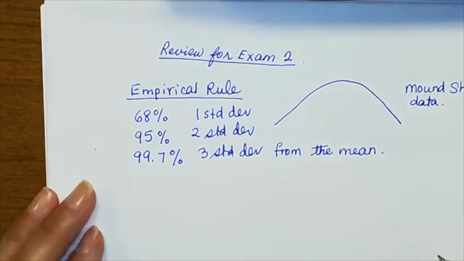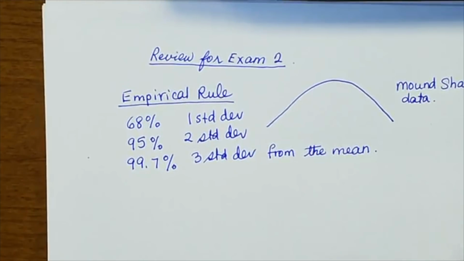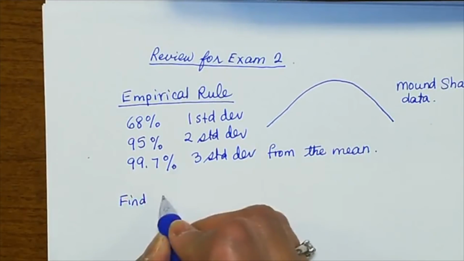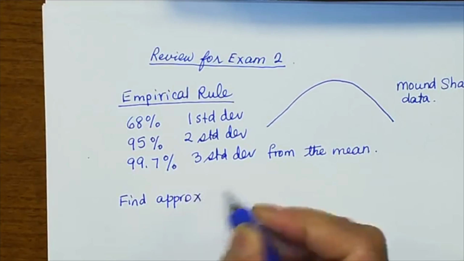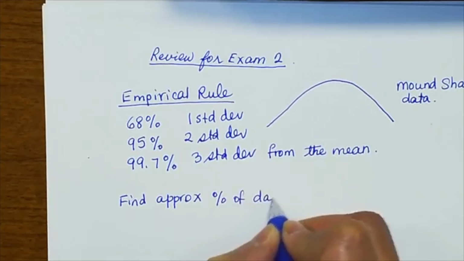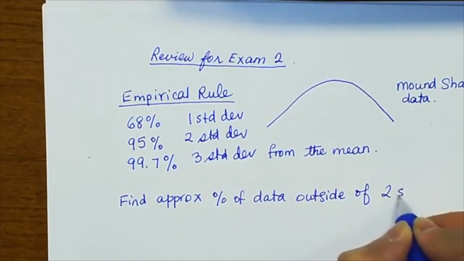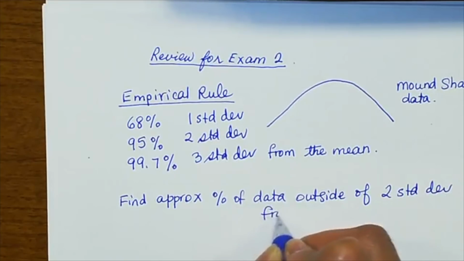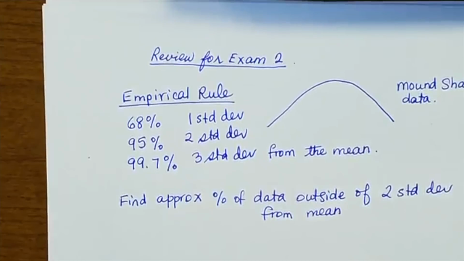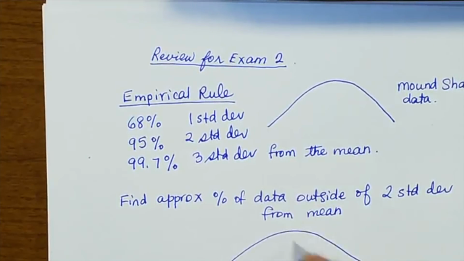I'm going to scan these notes when I get home, so you'll have a copy if you don't want to take notes. Okay, so a question such as this: find the approximate percentage of data outside of 2 standard deviations from the mean. So it's mound-shaped. So 2 standard deviations is just here. So the answer is 5% because we're talking about this plus that.